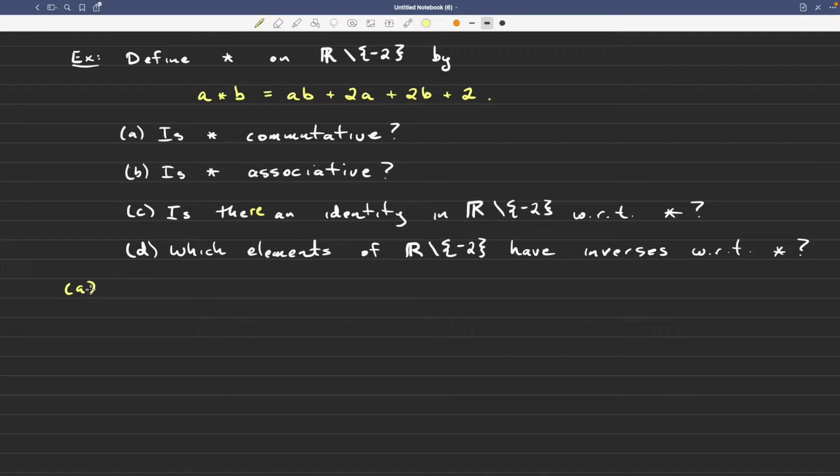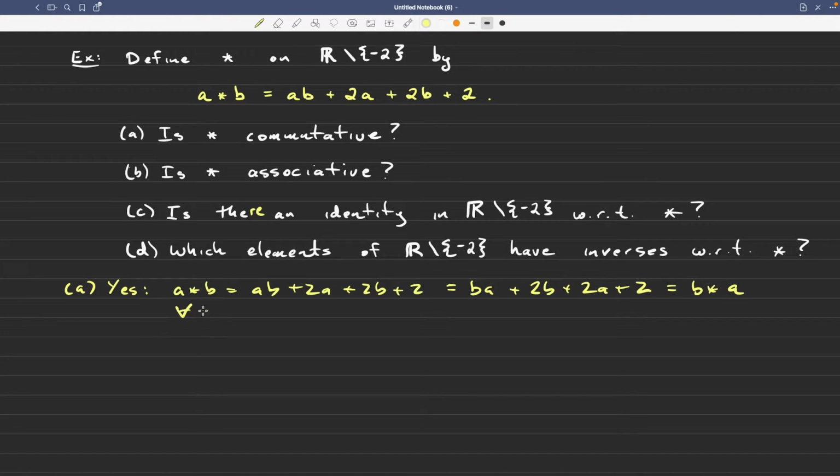So for part A here, the answer is yes. If you do a star b, that's ab plus 2a plus 2b plus 2, but that's the same as ba plus 2b plus 2a plus 2. So here I'm using the fact that multiplication and addition are commutative, and then that's exactly what b star a is. And this is true for every a and b in R minus {-2}, the set on which this operation is defined. So here I'm heavily using the fact, to get this equation right here in the middle, that plus and multiplication are commutative.